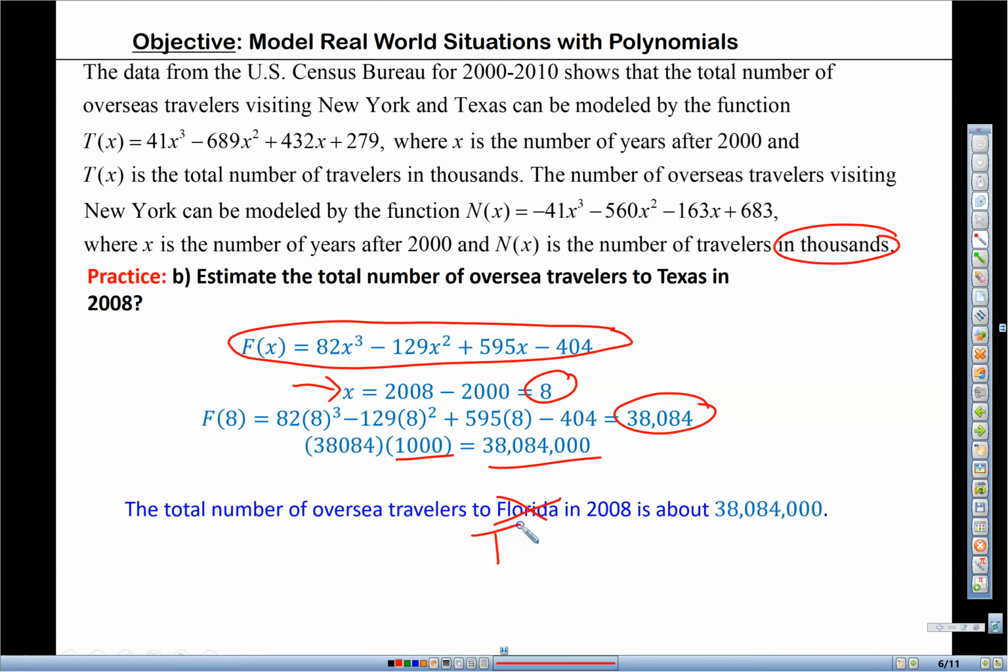That should be Texas. Apparently there was a change here, and somebody didn't change that part. All right, let's move on.